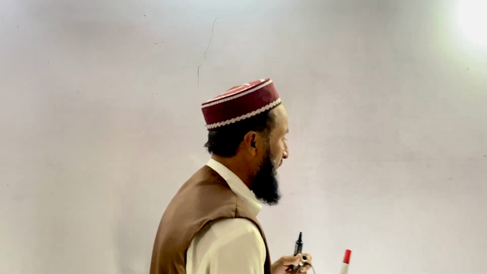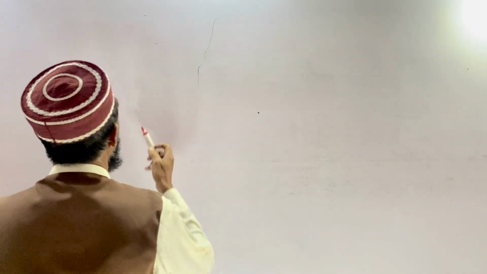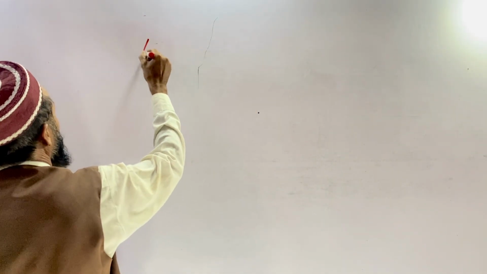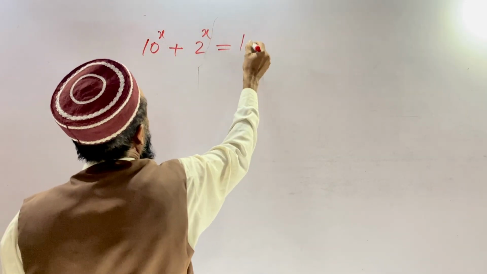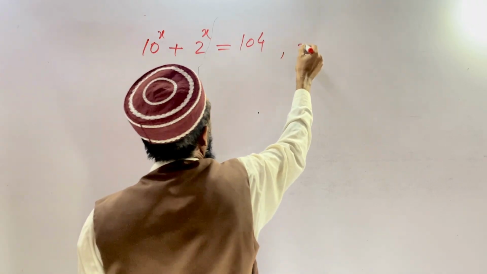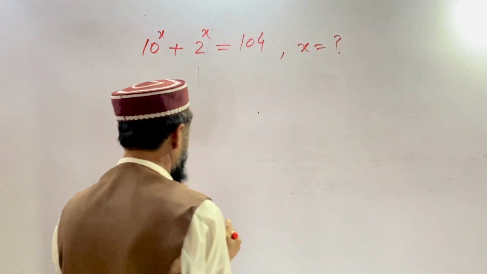Today we have a new exponential equation. This question is very important and was already asked in the Oxford admission test. Let's start. The question is 10 exponent of x plus 2 exponent of x is equal to 104. We have to find the value of x, which is unknown.